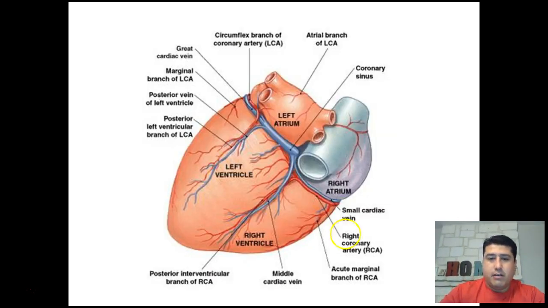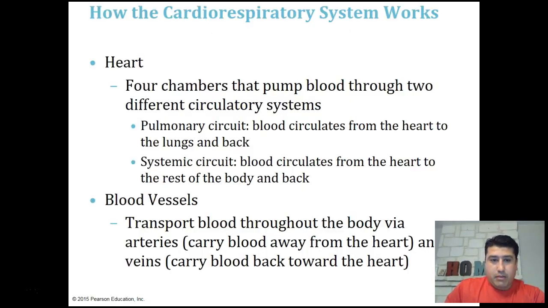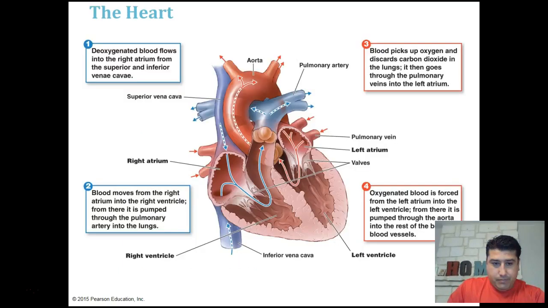All right, so you can see here's a posterior view, or a view of the back side of the heart. Again, you have the right atrium and the left atrium. Those are the two atria on top. And then you have the right ventricle and the left ventricle. Those are the two chambers on the bottom.